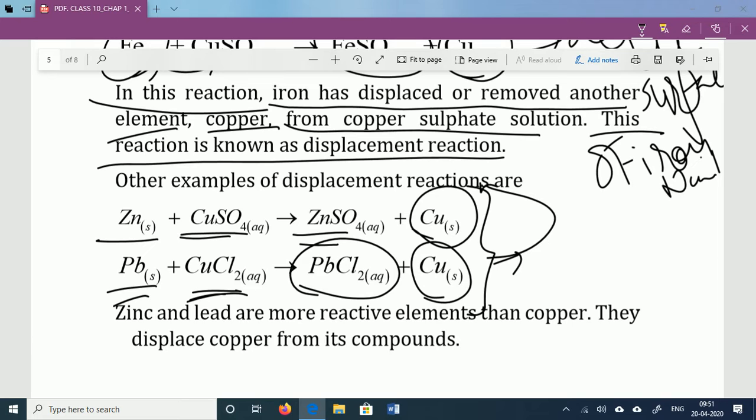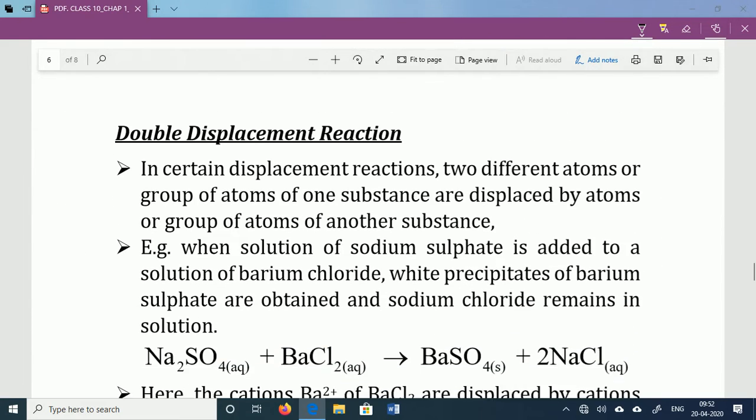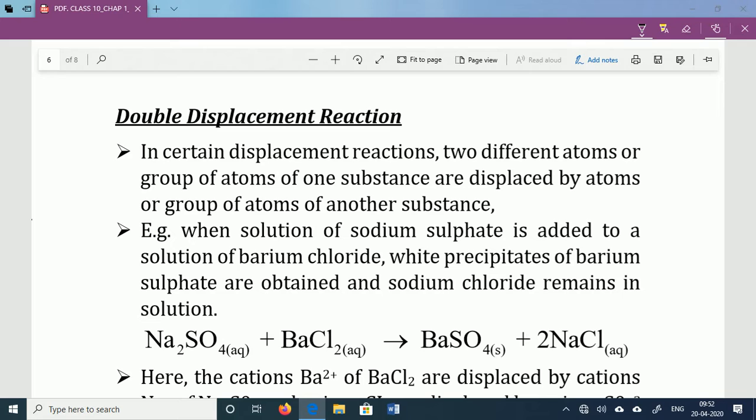So here in a displacement reaction, one component is an element and another component is a compound, then a displacement reaction is possible. Now what happens in a double displacement reaction? Double displacement reaction means it is a displacement reaction, but here the displacement of both the ions occurs, meaning both the substances, both the components, are in compound form.